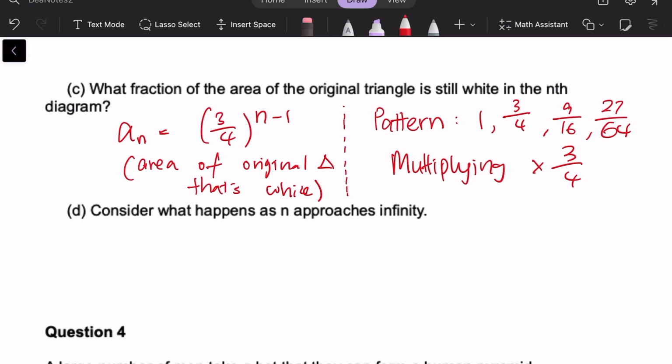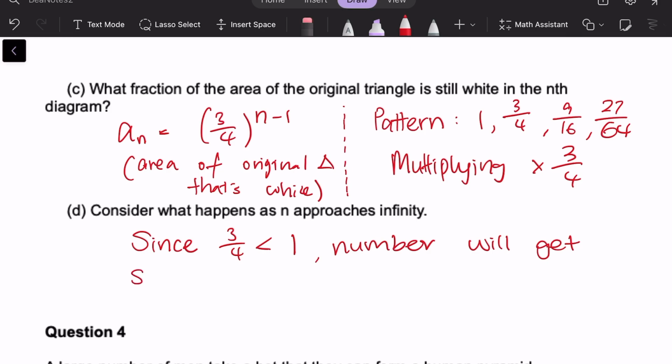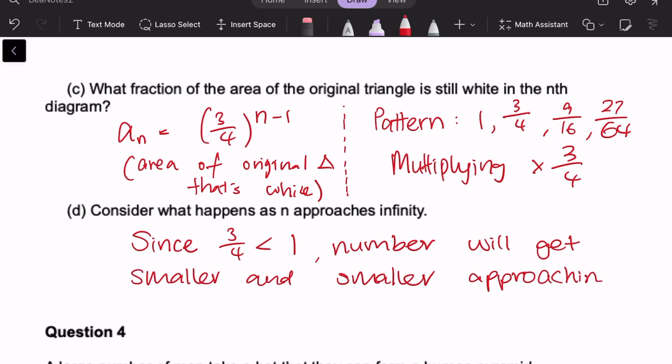Consider what happens as n approaches infinity. Well, since 3 on 4 is smaller than 1, when you graph this exponential graph, it will be strictly decreasing and approaching 0. Yep, and that's part 3 done.